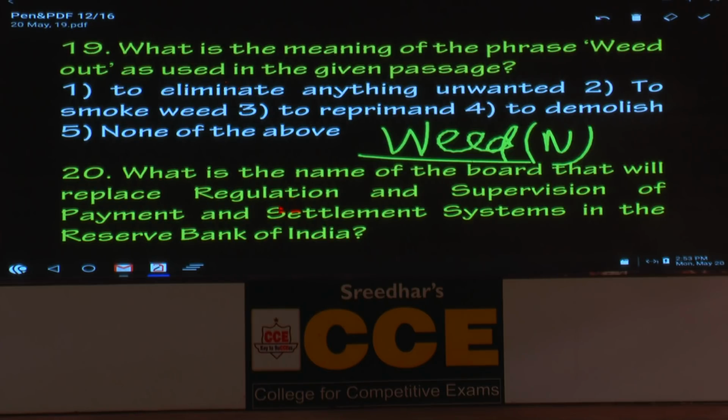So weed out means what? Remove, literally speaking, remove unwanted plants. In this context, remove what? Eliminate anything that is not required or anything unwanted. So what is the answer based on that? The first option, to eliminate anything unwanted.